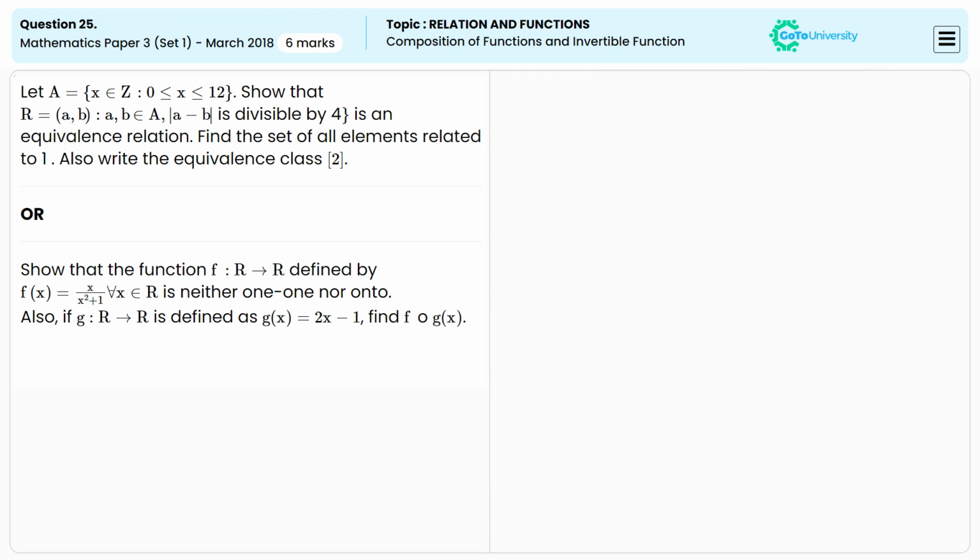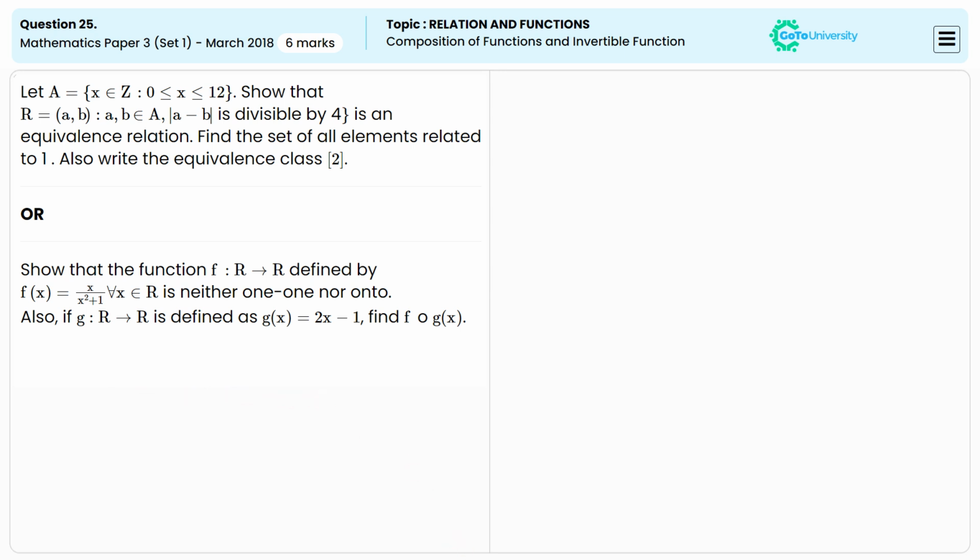Show that the function f, which is defined from real numbers to real numbers by f of x equal to x divided by x square plus 1 for all x belonging to real numbers, is neither 1 to 1 nor onto. Also, if another function g is defined from real numbers to real numbers such that g of x is equal to 2x minus 1, find f of g of x.